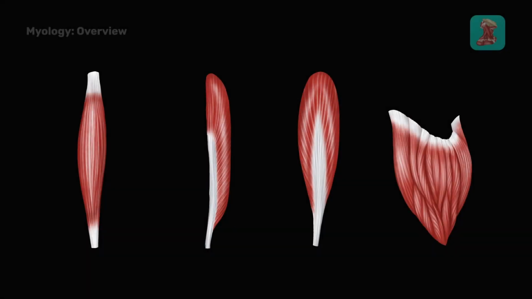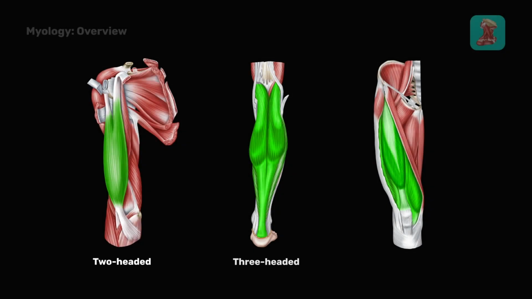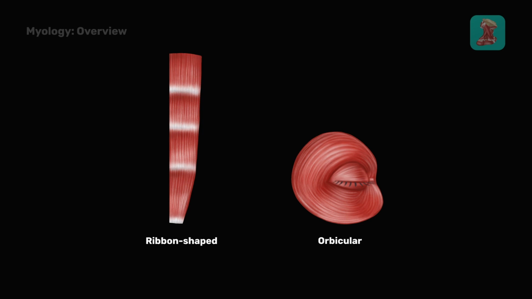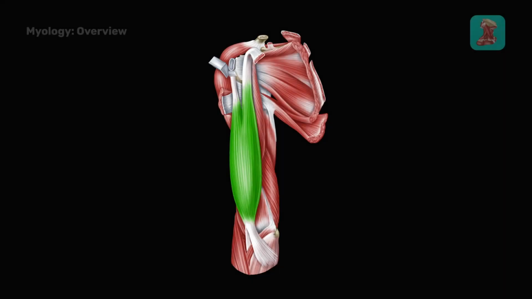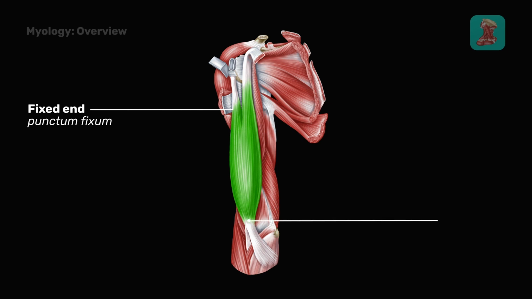Muscles may have different shapes. Fusiform muscles, unipennate, bipennate, and multipennate muscles. Two-headed, three-headed, and four-headed muscles. Ribbon-shaped and orbicular muscles. When a muscle contracts, one end of it remains immobile. This place is called a fixed end, and the other end changes its location and is called a mobile end.